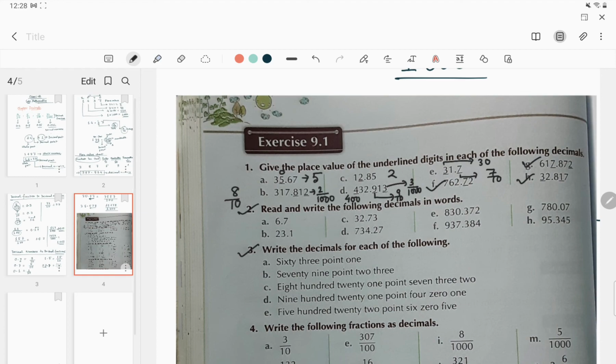Now question number 3, write the decimal for each of the following. 63.1, so it would be 63.1. Question number B, 79.23, 79.23. 821, 0.732. Question number D, 991.401. Question number E, 522.605, 522.605. So these are the decimal numbers.